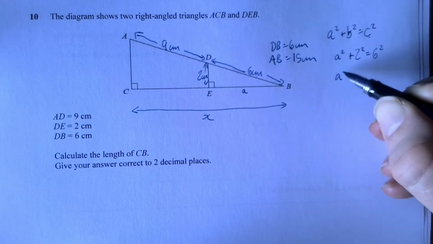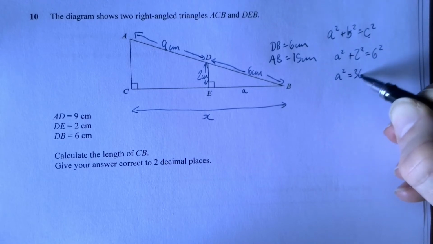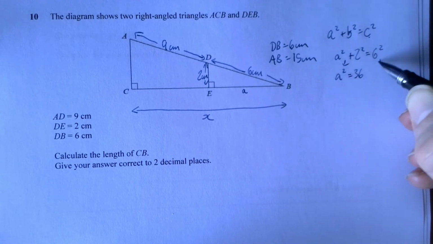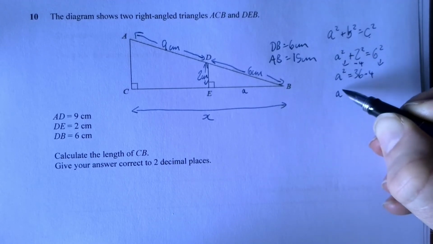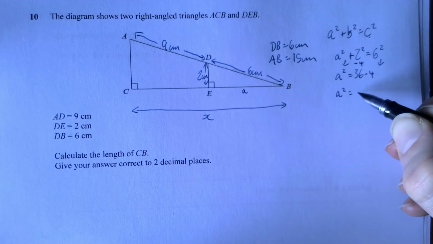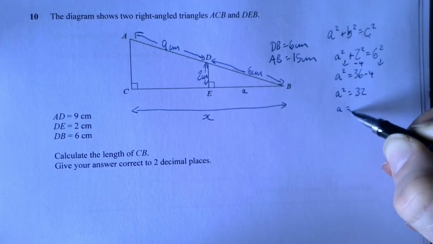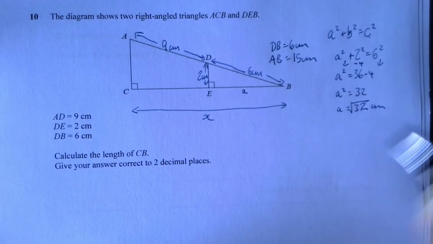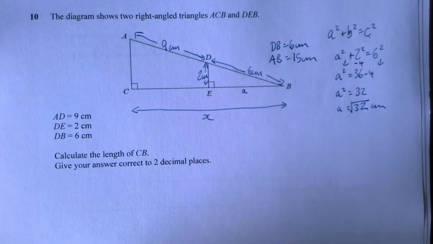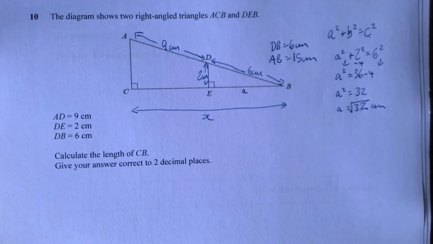So what that means is a squared is equal to 6 squared is 36. Now I can take the 2 squared is 4, isn't it, from both sides. So a squared is going to be 32. So a will be the square root of 32 centimetres. This is why we're going to have to give our answer to 2 decimal places, but I'm not going to find out what root 32 is quite yet.